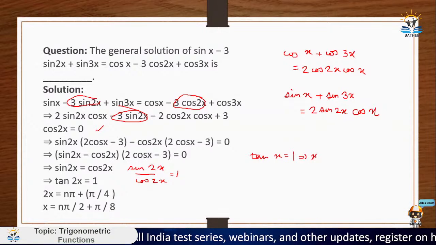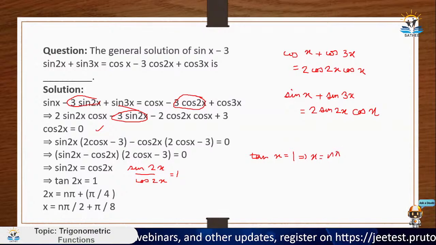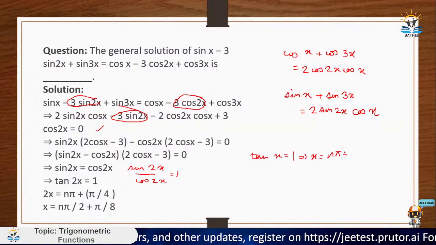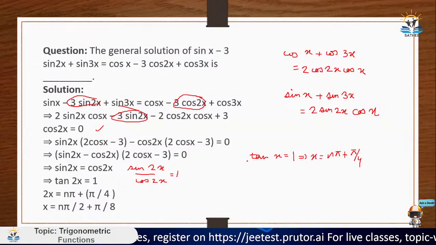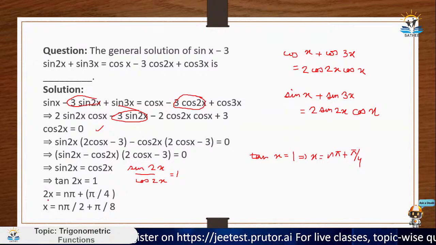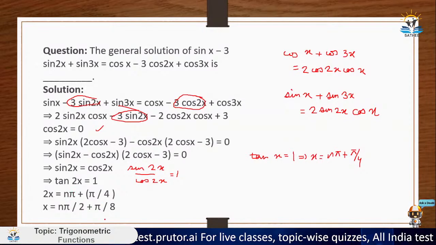tan x equal to 1 implies x is equal to n pi plus pi by 4. Please learn it, it is again important, n pi plus pi by 4. Okay, so here since we have taken 2x, 2x is equal to n pi plus pi by 4, and dividing by 2, x is equal to n pi by 2 plus pi by 8. Similarly, you can do it for the other factor also.